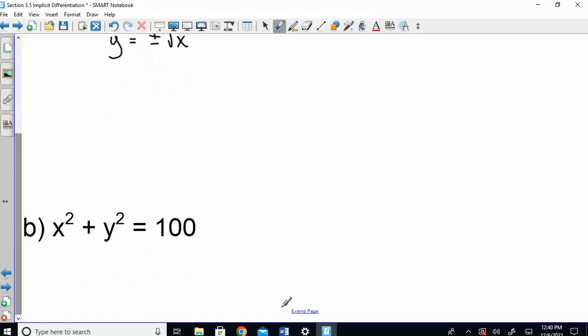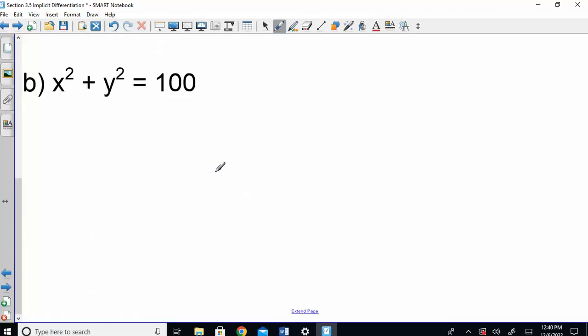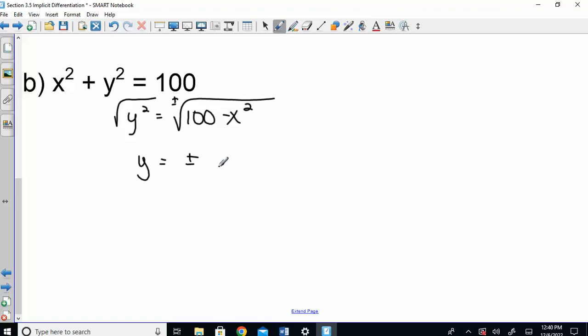Let's just do one more solving for y. What if I asked you to solve this one for y? What would you do? Subtract the x. Then to get rid of a square, square root, plus and minus, y equals plus or minus. Can you make this 10 minus x? No. It has to stay the square root of 100 minus x squared. Okay, so not necessarily pretty, but possible. We could solve for y and do them.